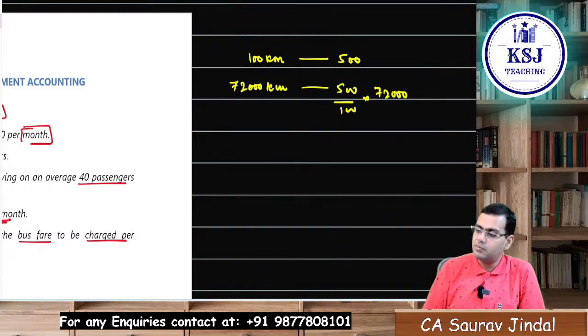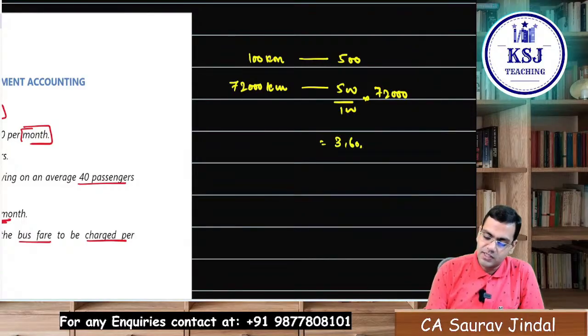Preetham, you can solve it both ways. You can calculate it monthly or annually. I have done it annually. You can calculate monthly also. No issues in that. So the oil cost will be 3,60,000.